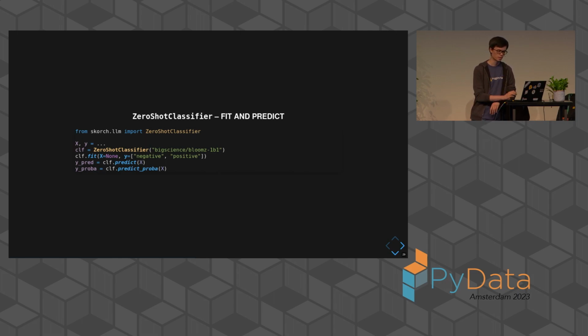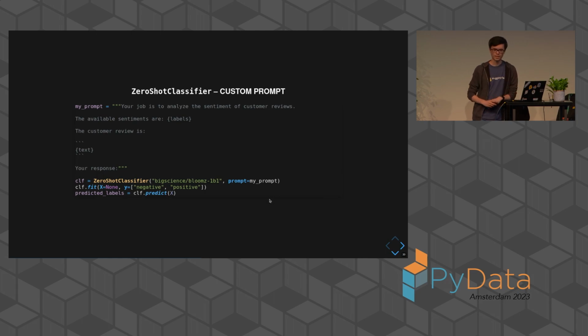That's it. And of course, you can use predict to get the labels back that the model predicts for your data. Also interestingly, you can use predict_proba, so you will also get back the probabilities of the model. That's maybe a bit surprising if you've worked with large language models, because usually you just get the generated tokens, but we found a way to also give you the probabilities of those tokens.